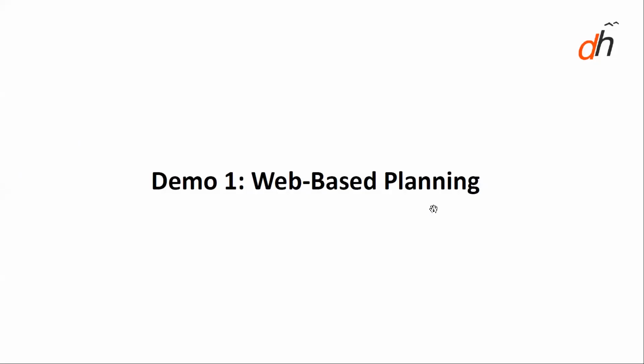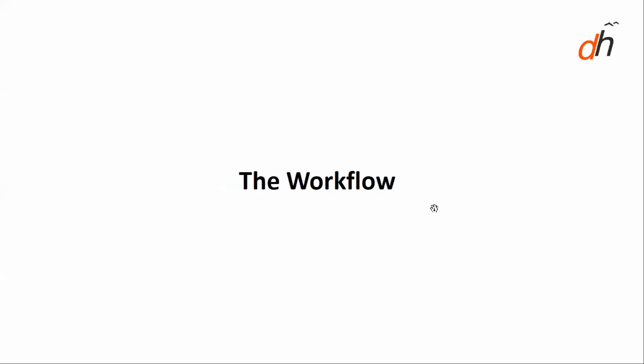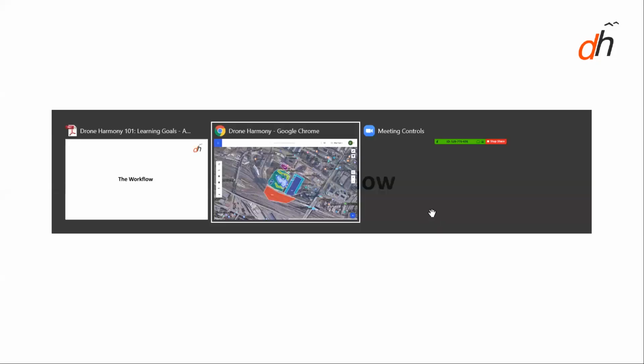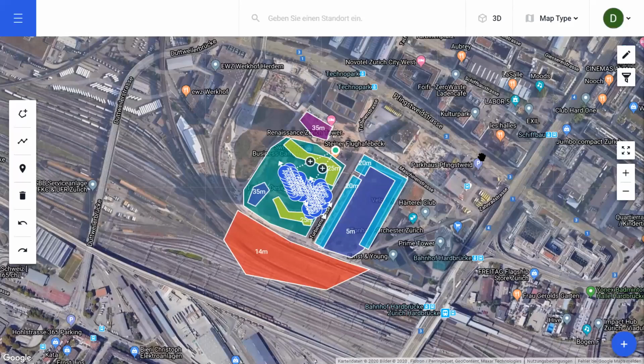So let's quickly jump into some of the main aspects that we've already touched upon. First things first, the workflow. The workflow in Drone Harmony is quite different from other tools for planning missions. We call it scene-based workflow. What do we mean by scene-based workflow? We mean that instead of starting off by placing waypoints and telling the drone where to fly, we start off by describing the environment in which we want the drone to perform the operation.